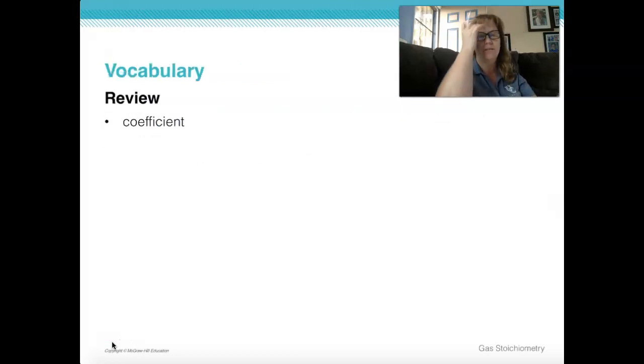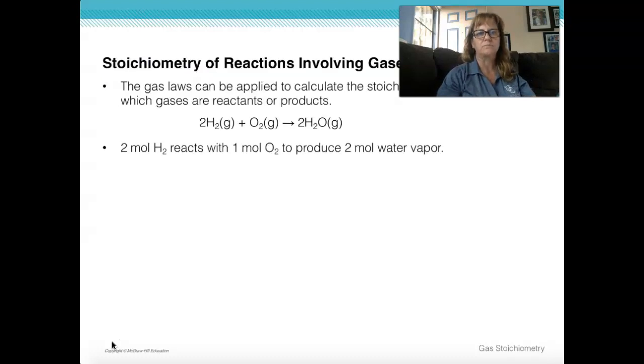Our review word that we need to make sure we remember is coefficient. Remember, that's the number in front of the chemical formula of each substance that gives us a relationship between the reactants and the products. So when you look at this chemical equation here, 2 hydrogen plus O2 gives us 2 waters. Those 2's are the coefficients I was just talking about.